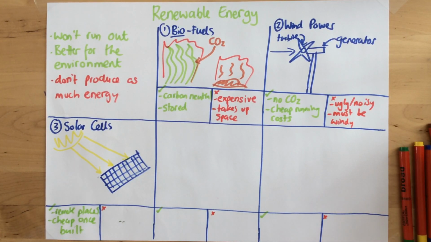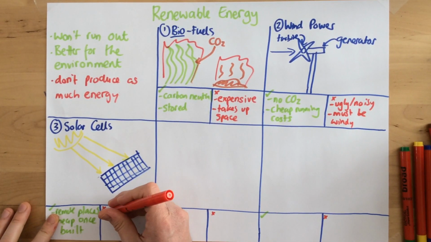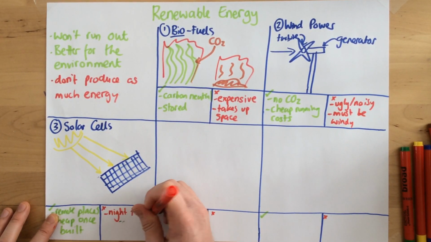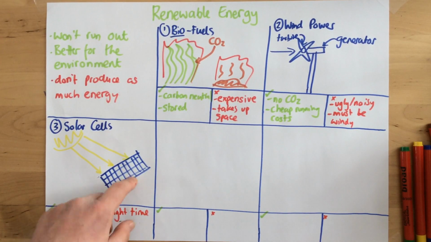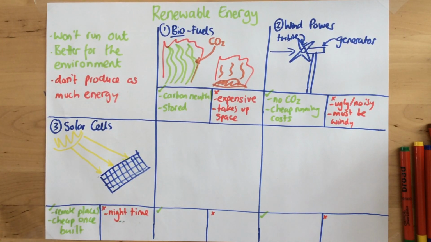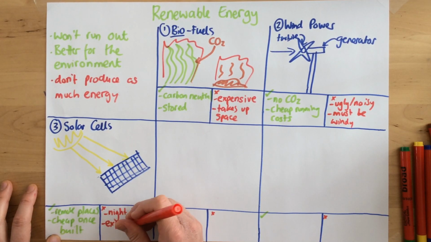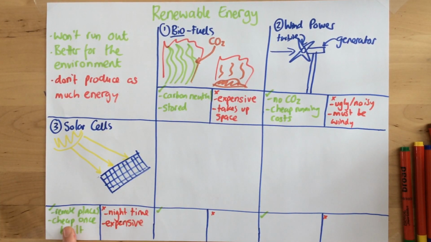Now, the massive negative about solar cells is they do not work at night time. When there is no sunlight to hit the cells, obviously there'll be no electricity being generated. The other big problem with them is they're really expensive to make in the first place. So once they're built, they're really cheap to run, but it's expensive to make them initially.